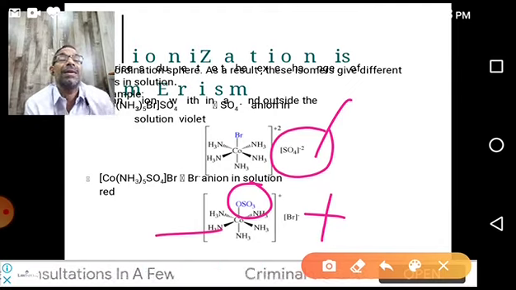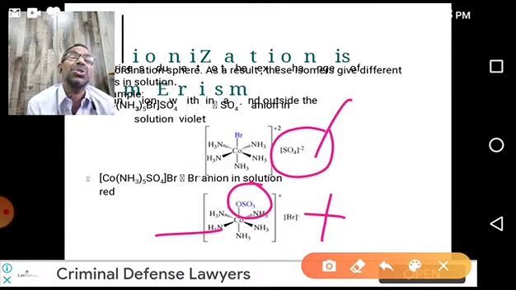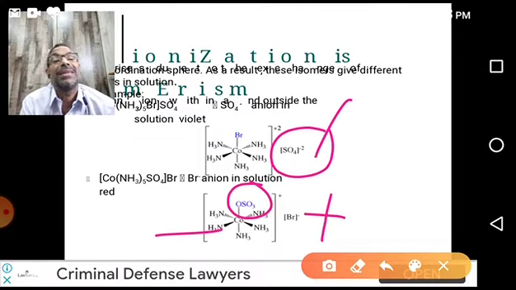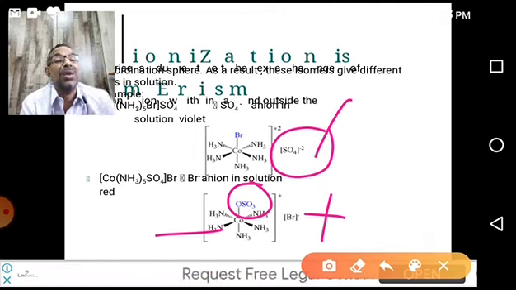Why? Because sulfate is involved in the coordination zone, the coordination sphere. It is linked with cobalt through a coordinate bond. That's why it is not going to dissociate, and that's why the properties are changing. This is an example of ionization isomerism.